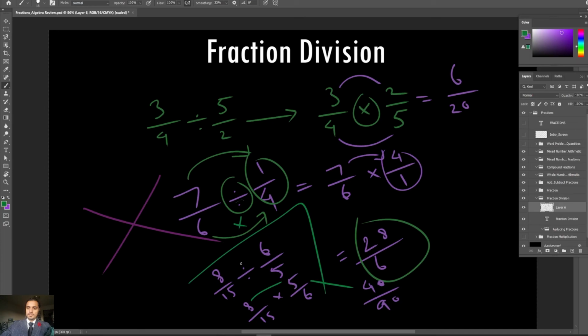So all I did was I looked at this division, I inverted it to multiplication, and that automatically inverted the second term as well from 6 over 5 to 5 over 6. Then I just did the top multiplied by top because now I have a multiplication sign, and that's all we do when we're multiplying fractions. 8 multiplied by 5, top multiplied by top, and bottom multiplied by bottom, and I got 40 over 90. All right, so I hope that made sense.